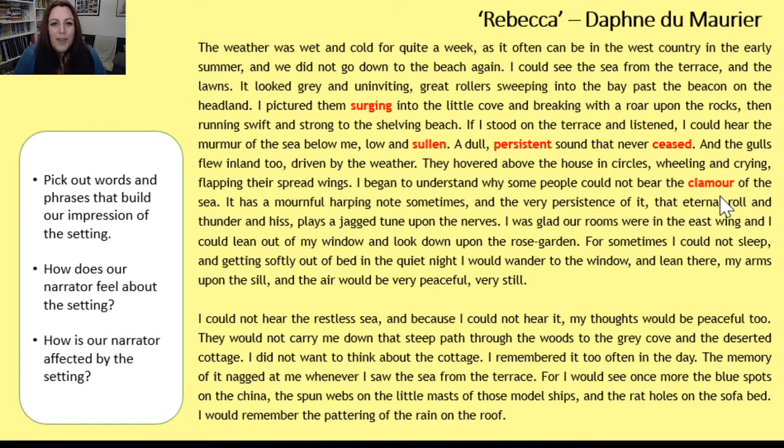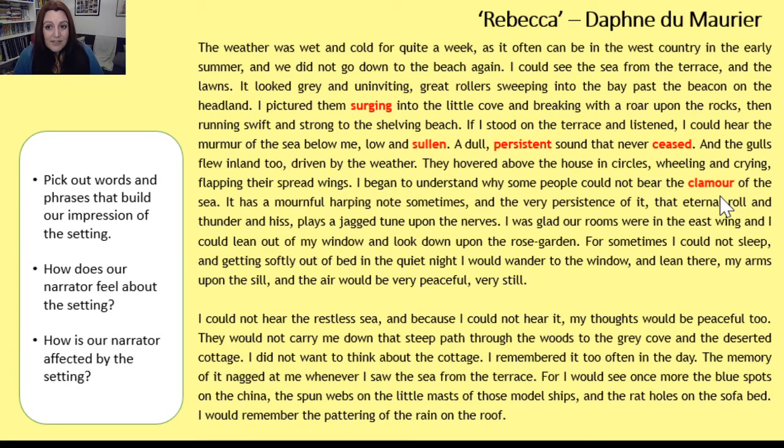The weather was wet and cold for quite a week, as it often can be in the West Country in the early summer, and we did not go down to the beach again. I could see the sea from the terrace and the lawns. It looked grey and uninviting. Great rollers sweeping into the bay past the beacon on the headland. I pictured them surging into the little cove and breaking with a roar upon the rocks, then running swiftly and strong to the shelving beach.